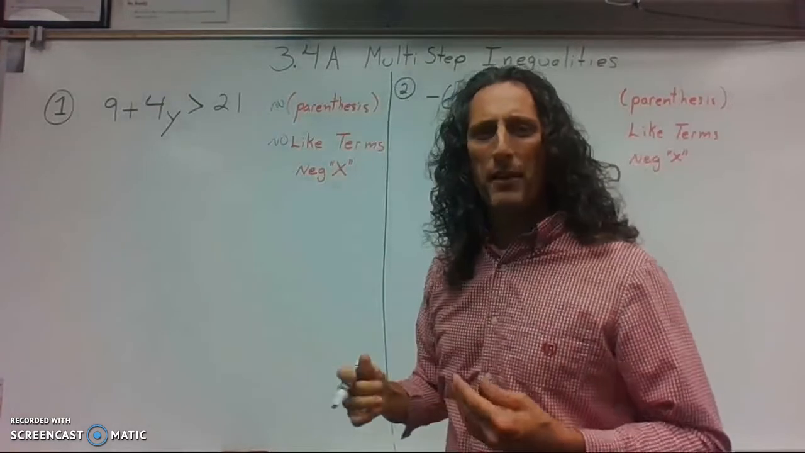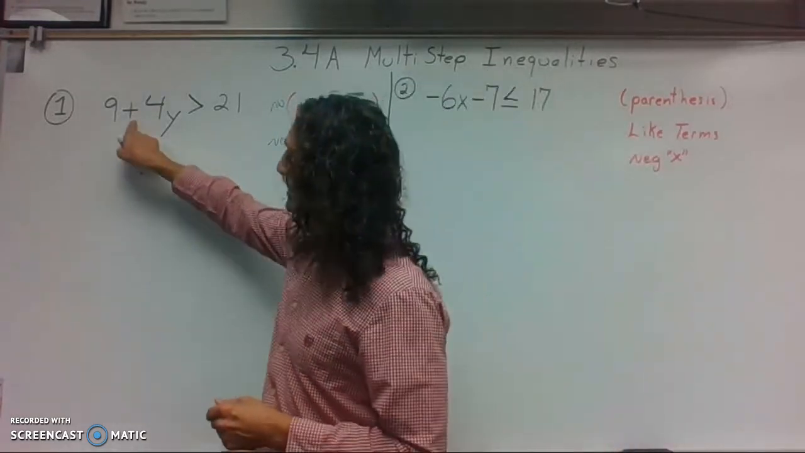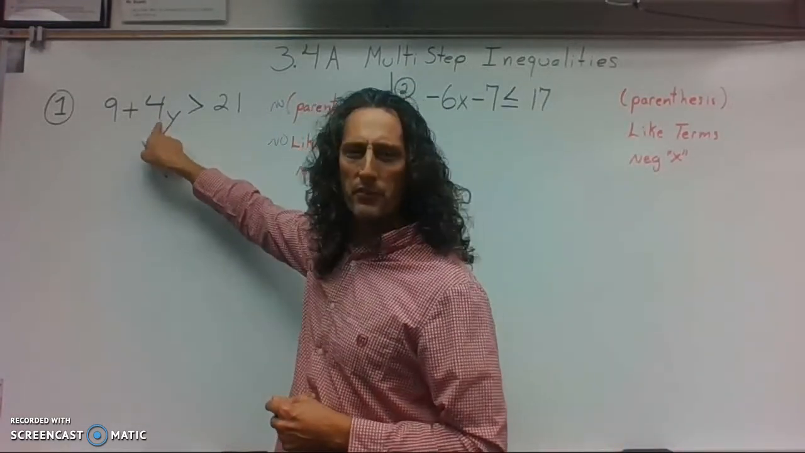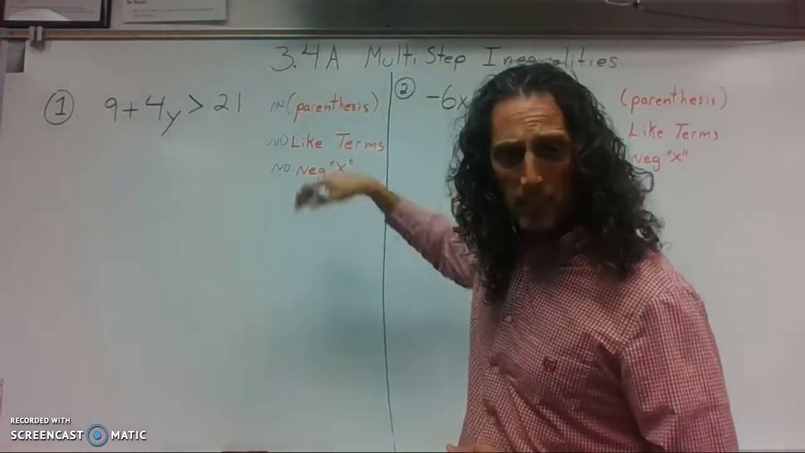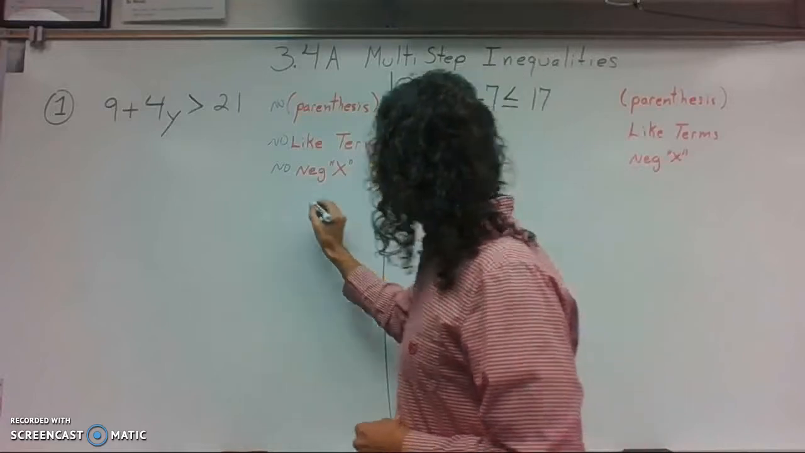And then I'm just going to keep an eye out. Do I have a negative x? Well, this says plus 4y, so that looks like a positive 4. So I think this is going to be no. So guess what? This should be relatively easy because this is only a two-step equation.